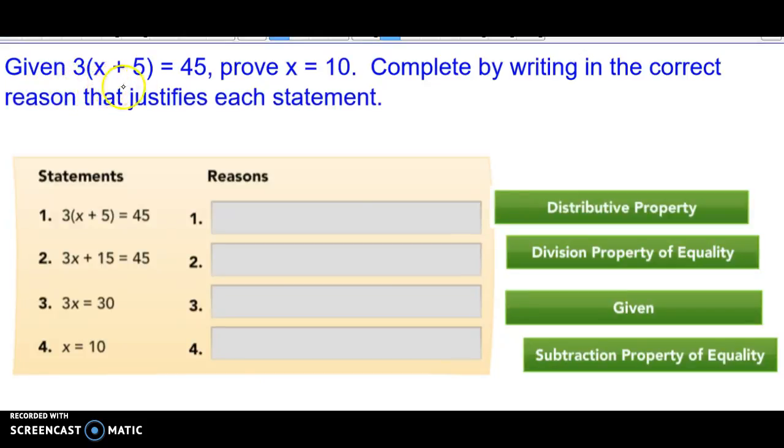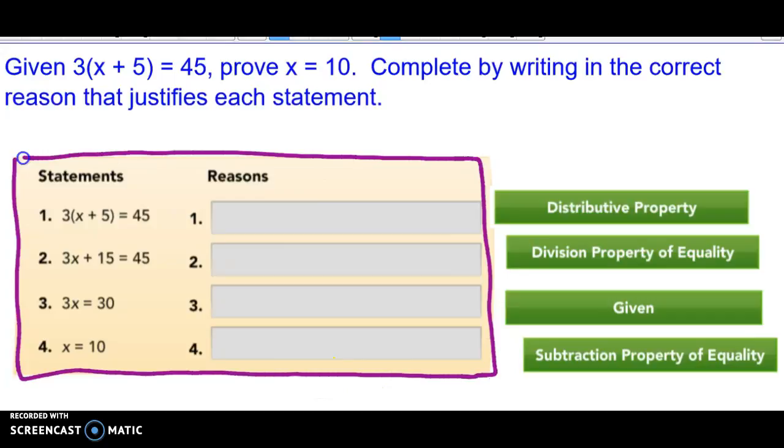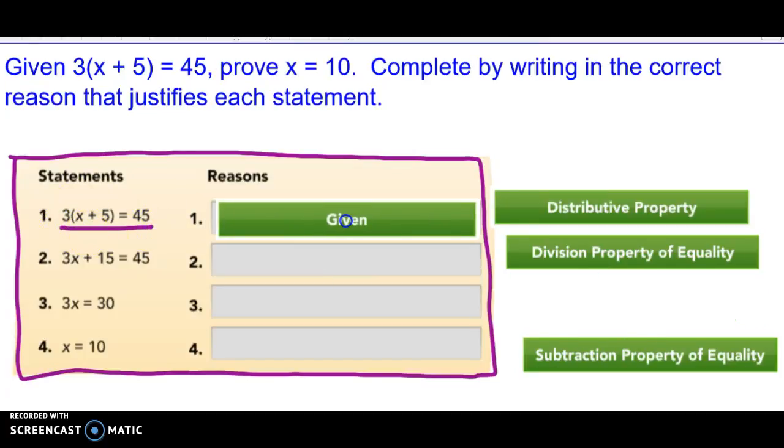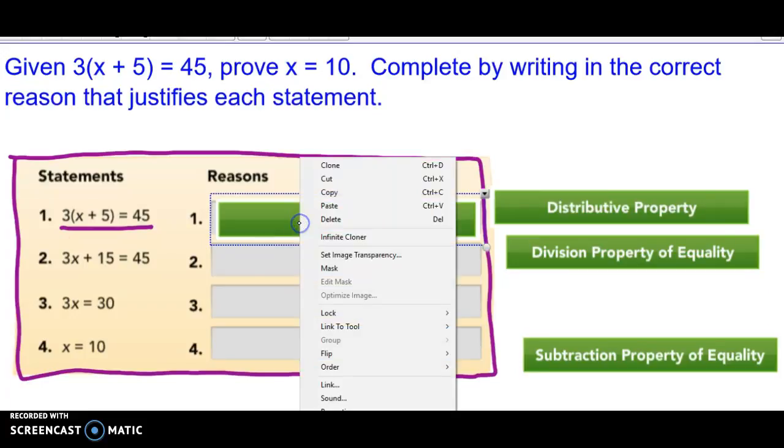Given that 3 times the quantity x plus 5 equals 45, prove that x equals 10. So we're going to complete by writing in the correct reason that justifies each statement. So this is a great example of what a proof looks like. You can see our statements on the left and our reasons on the right. So I need to start with statement 1. This is the problem that is given to me. This is presented to me, it's given, and it's stated that this is given to me. So my reason for being able to make this statement is that it's given. We are going to accept it because it is given to us.